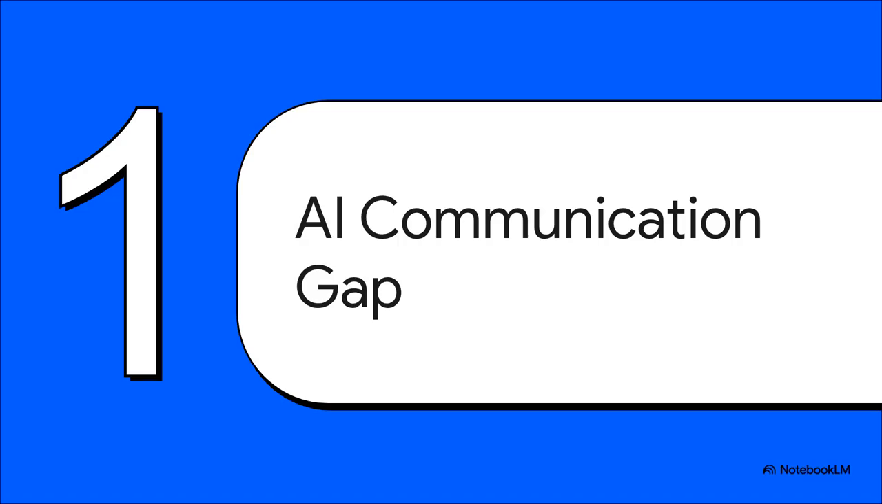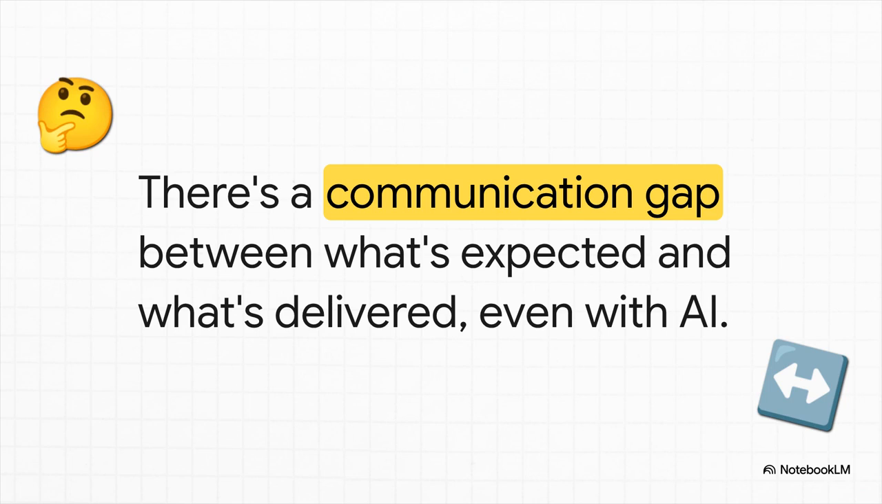So, what's really going on here? Well, it all boils down to something we can call the AI communication gap. Think about it this way. It's kind of like a job interview, or maybe writing your resume. There's what you say, and then there's what the other side hears. You might think you're being perfectly clear, but the AI is just running on patterns. It's trying to guess what you mean. So our job is to learn how to close that gap.